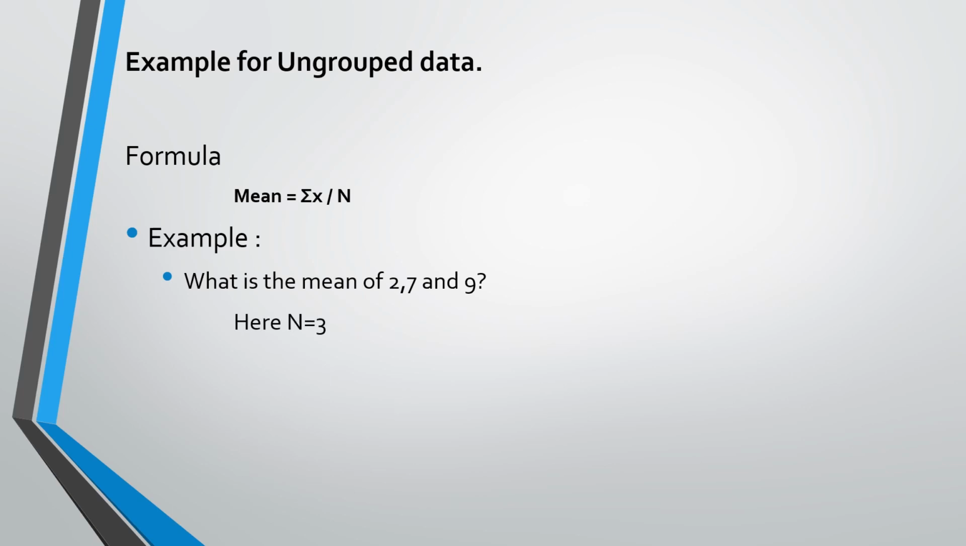So here n is equal to 3. N, as I told, is the number of elements. So here they have given 3 elements, that is 2, 7 and 9. Therefore n is equal to 3 and mean is equal to summation of x, that is 2 plus 7 plus 9, divided by n. N is 3. So 2 plus 7 plus 9 divided by 3 will be equal to 6. Therefore, mean is equal to 6.